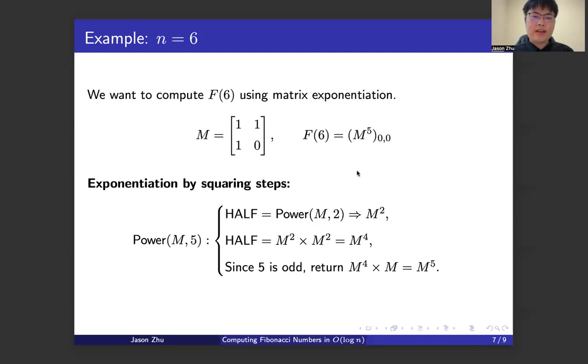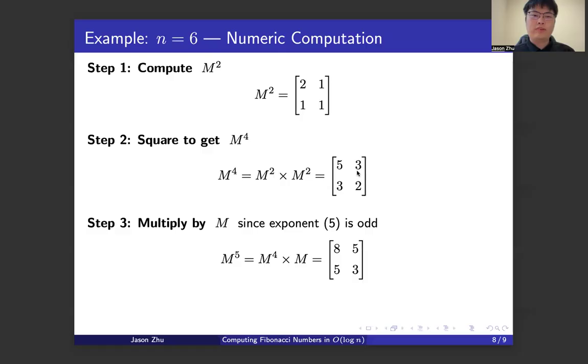Next, let's look at an example of applying this algorithm. Let's say we want to calculate the 6th term of the Fibonacci sequence, which means we calculate the matrix M to the power of 5. In this case, first is M squared, and then M to the power of 4. Since the answer we need is M to the 5, we need to add another multiplication on the base of M to the power of 4. And as we can see, the top left element is 8, which conforms with what we need, the 6th term of the Fibonacci sequence.